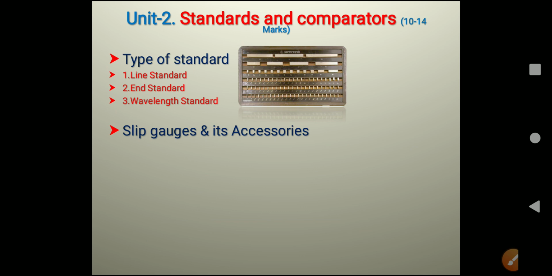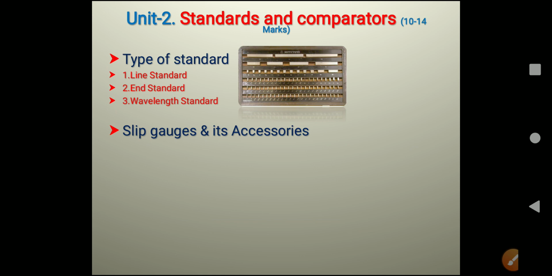So this is all about the standards: line standard, end standard, wavelength standard. In line standard, meter scale rules are used, whereas in end standard, vernier caliper, micrometer screw gauge, angle blocks, slip gauges, or we can say standard blocks are used. Let us see the next point: slip gauge and its accessories.